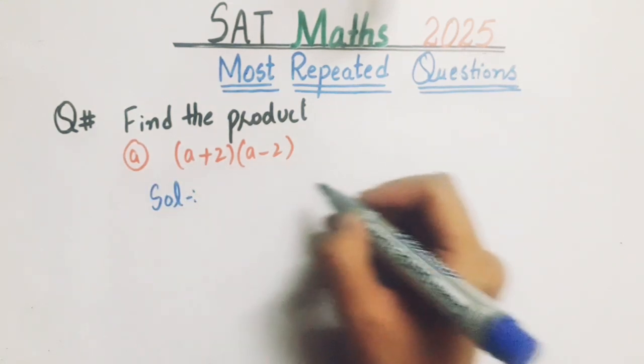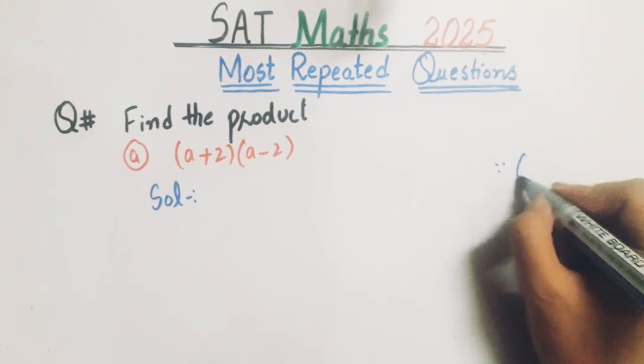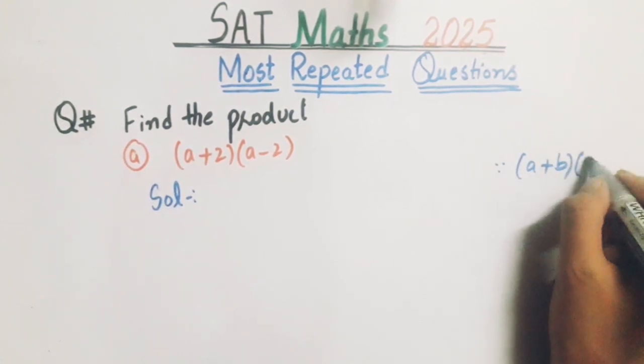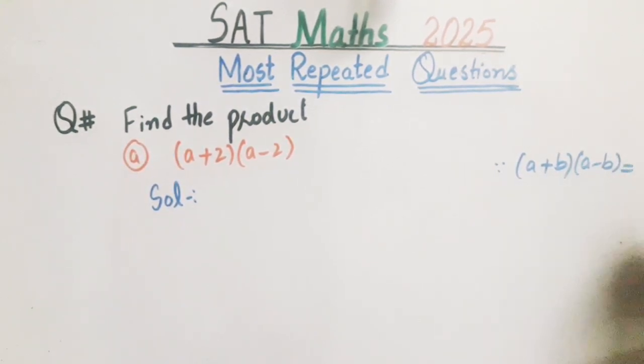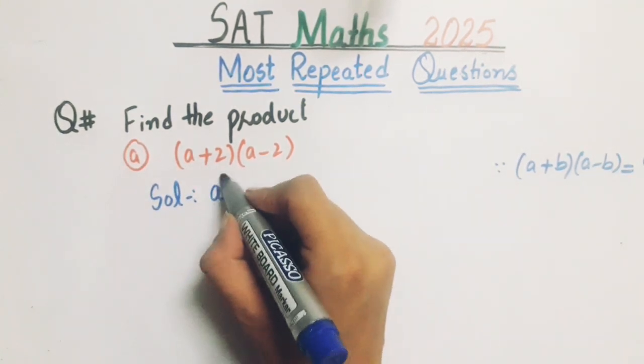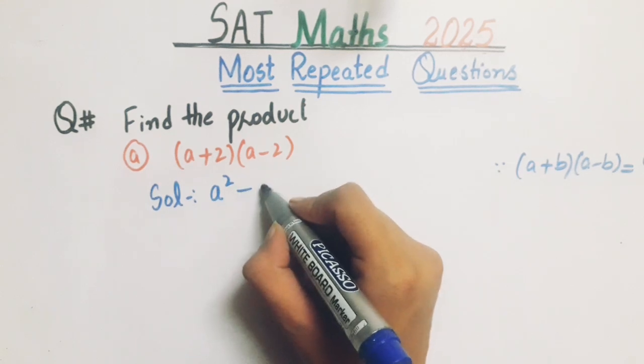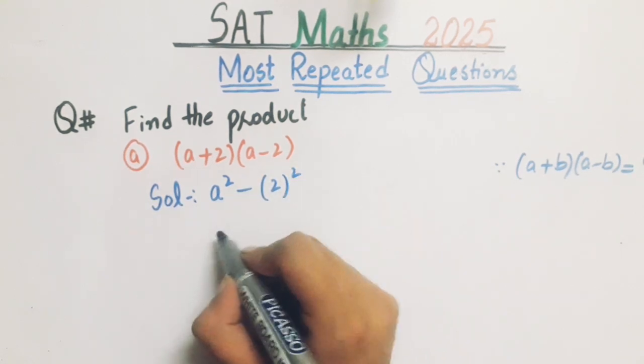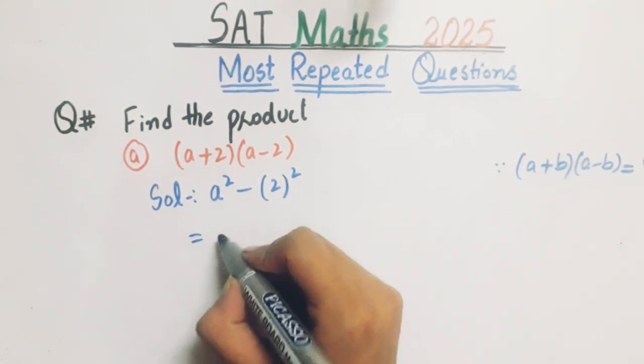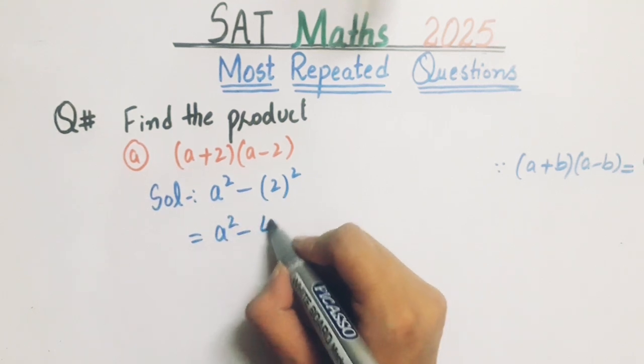So if we apply the formula, a plus b into a minus b will be a square minus b square. So according to that, we will get a square minus b square, where b is 2. So that will be a square minus 4.